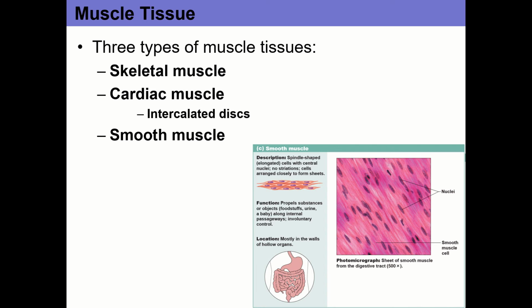So one of the key differences there is that smooth muscle is entirely involuntary. Cardiac muscle is also involuntary, but skeletal muscle is one that we can control. You can intentionally cause skeletal muscle to contract.